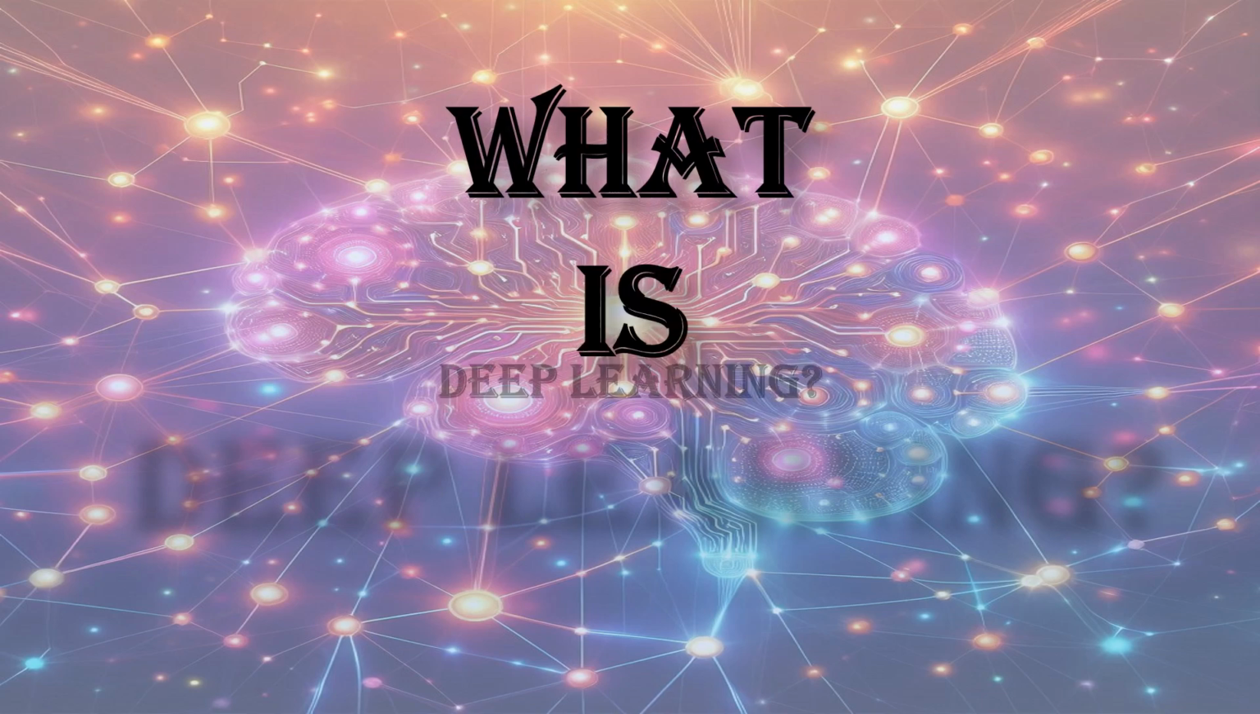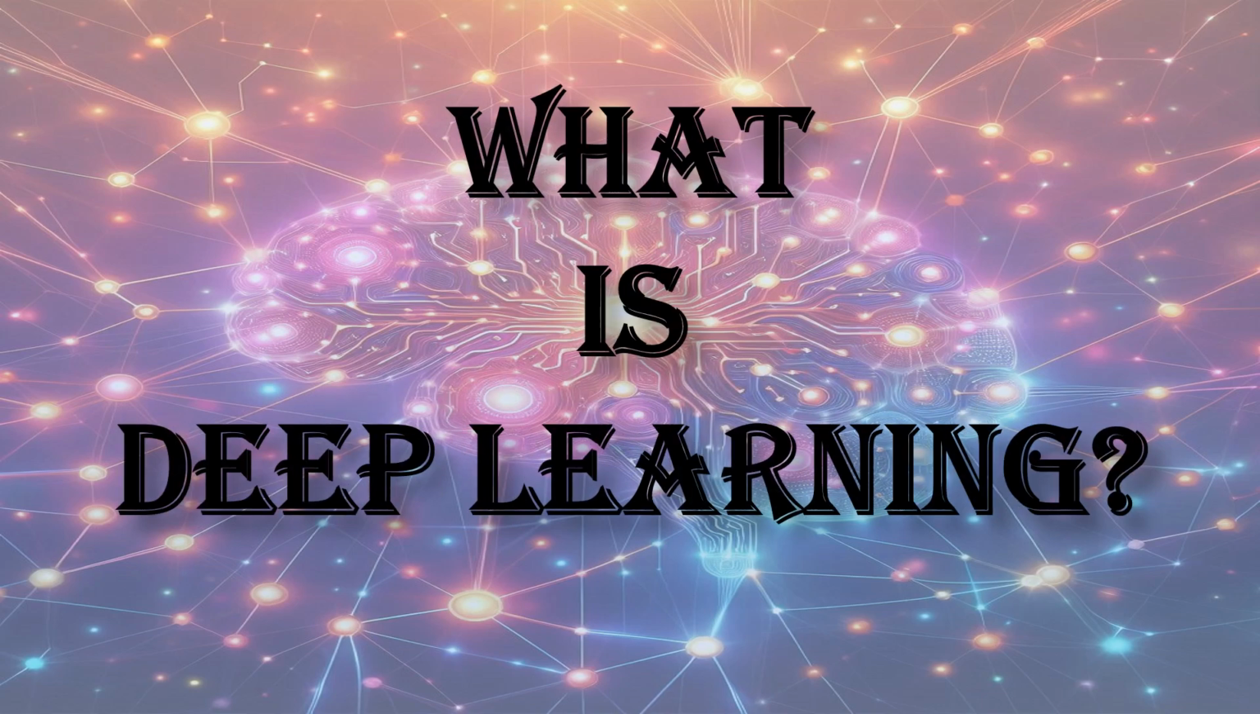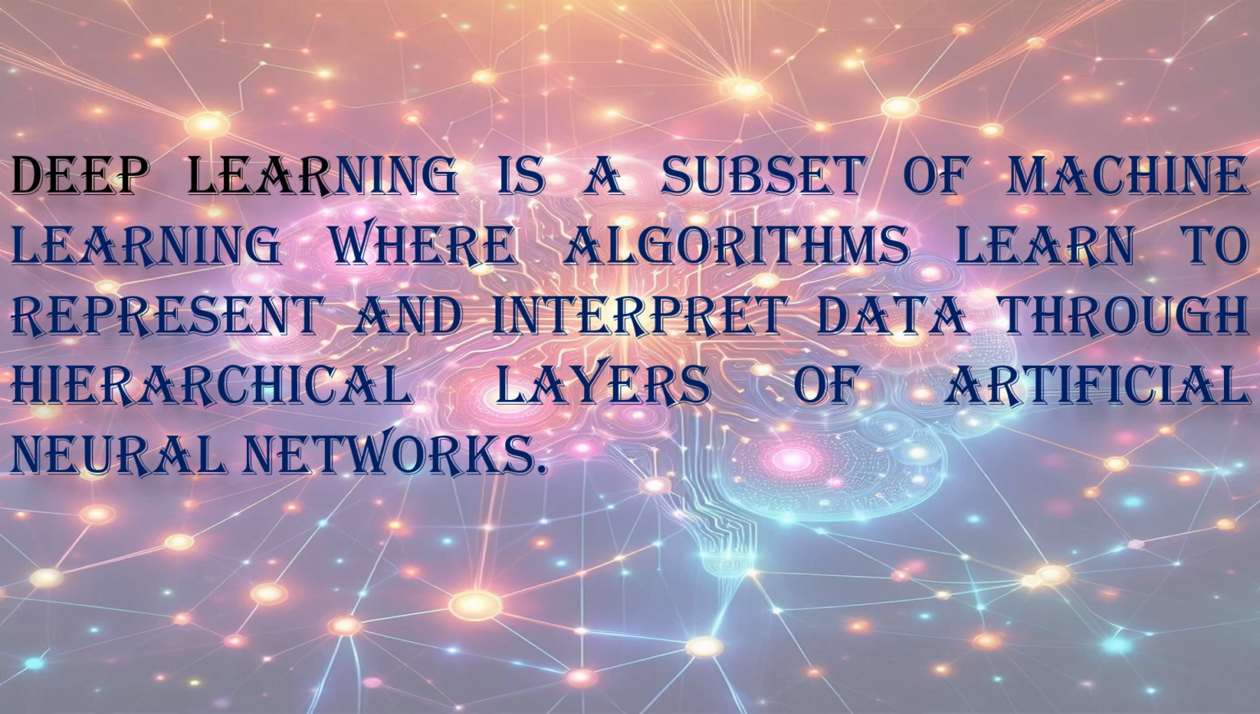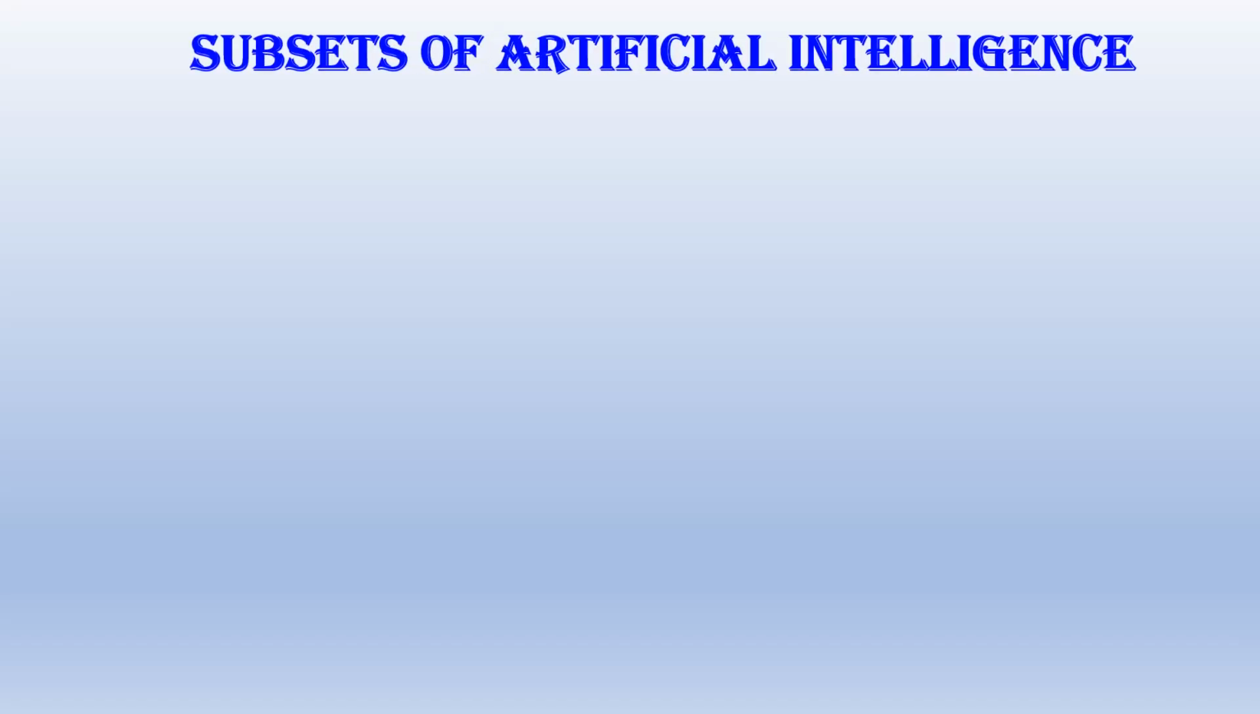So, what exactly is deep learning? Deep learning is a subset of machine learning where algorithms learn to represent and interpret data through hierarchical layers of artificial neural networks. Let's see the subsets of artificial intelligence.